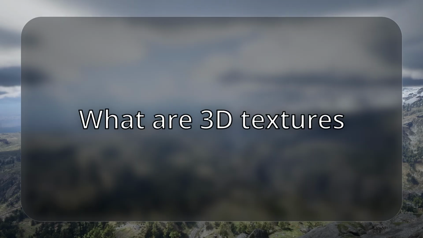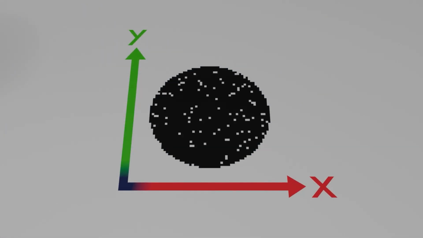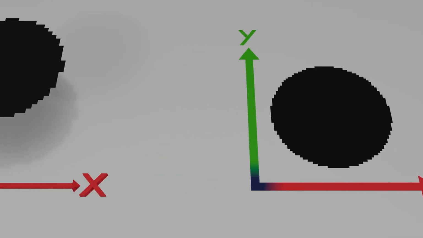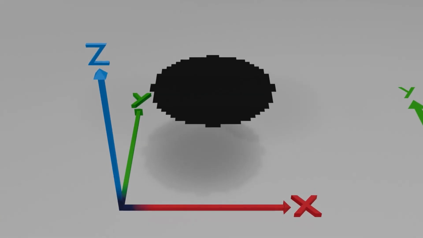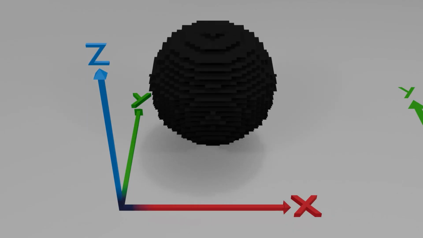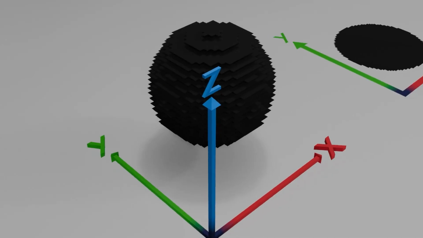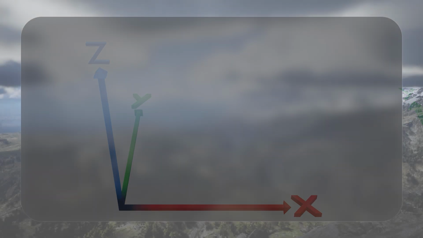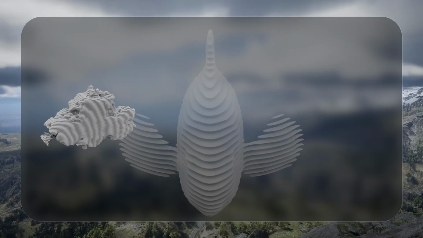To understand how it works, you first need to know what 3D textures are. 2D textures have pixels along X and Y axis. 3D textures are similar, but they also have height or Z-axis. And if we move a 2D layer along Z-axis, we can see the 3D texture. And these 3D textures can be any shape, like a cloud, a fish, or even a ball.